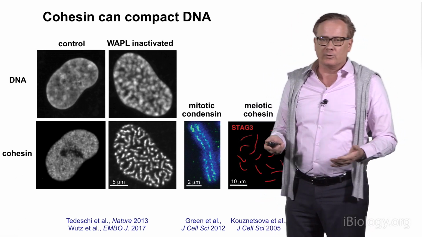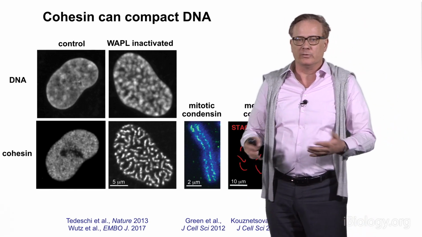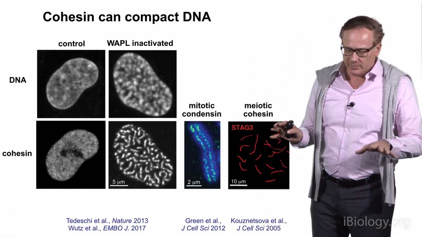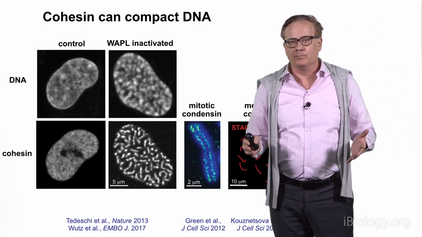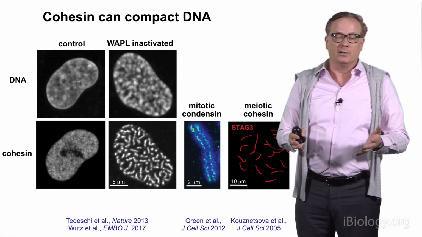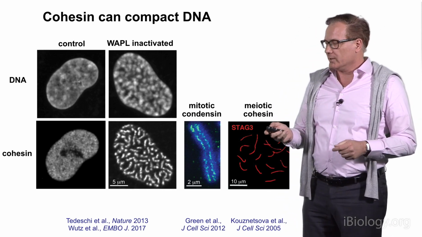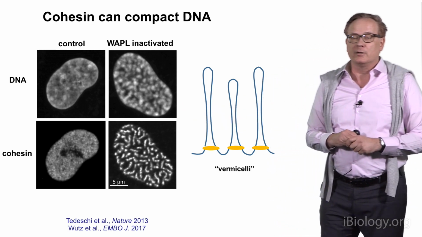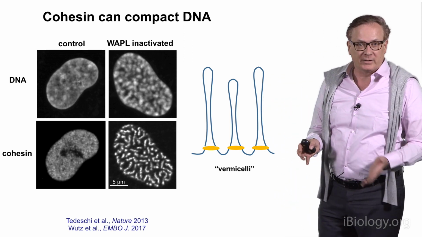And in meiotic chromosomes, there are different types of cohesion complexes, specialized meiotic forms of cohesion that also form similar axial structures. And in both cases, it is believed that these axial structures form the base of chromatid loops. So based on that, and based on our hypothesis that cohesion might be folding DNA into loops, as I explained in part 1 of the lecture, we hypothesized that these vermicelli, these axial domains, might also represent the base of chromatin loops in WAPL-depleted cells.